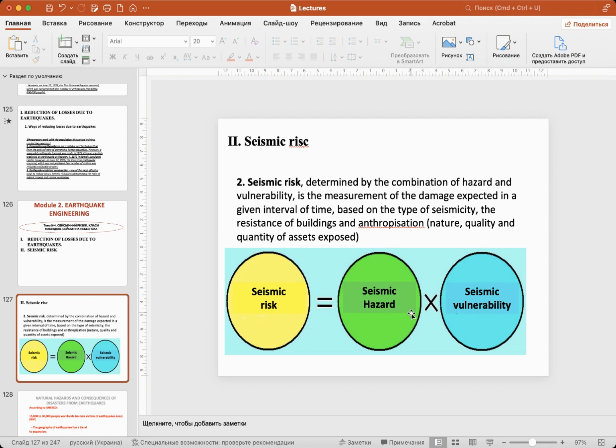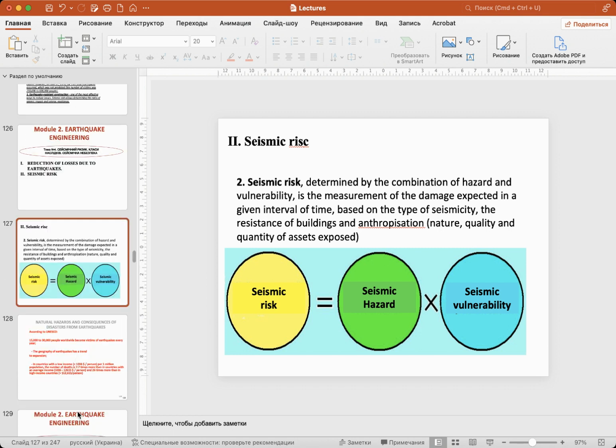So today we will discuss seismic hazard. We will discuss how to define the seismic hazard of a certain construction site, and during the rest of our lectures we will discuss ways to reduce seismic vulnerability with calculation methods, with structural engineering methods, etc. So this is out of our control. This circle is under our control, and today we will start discussion of this topic.